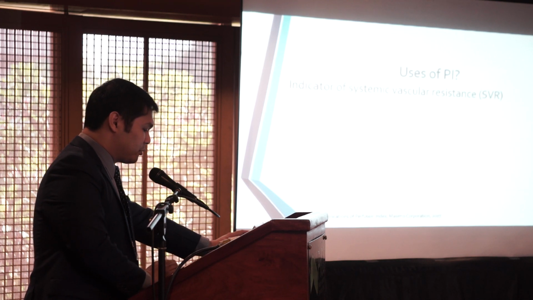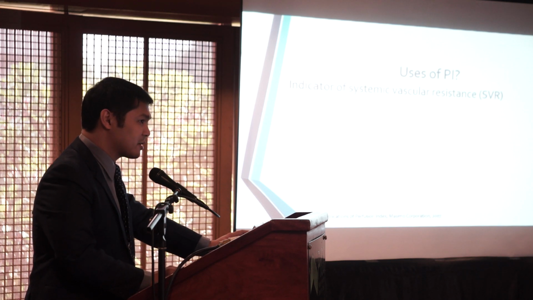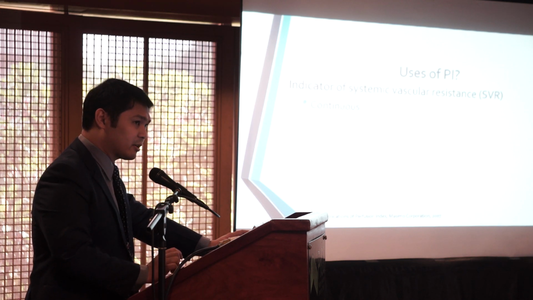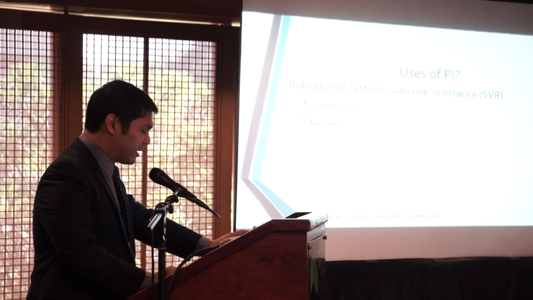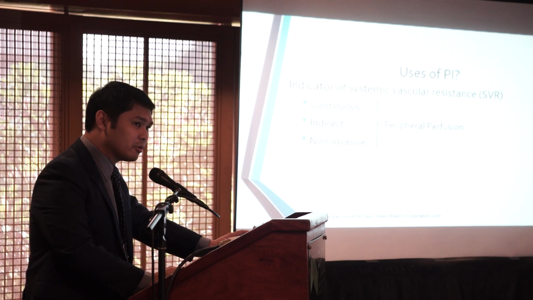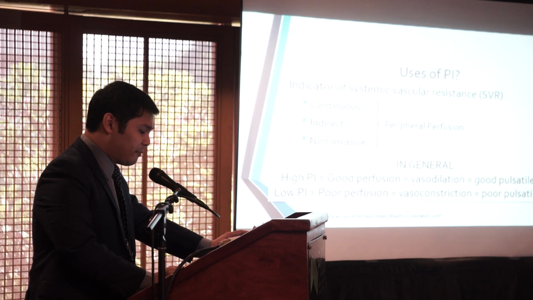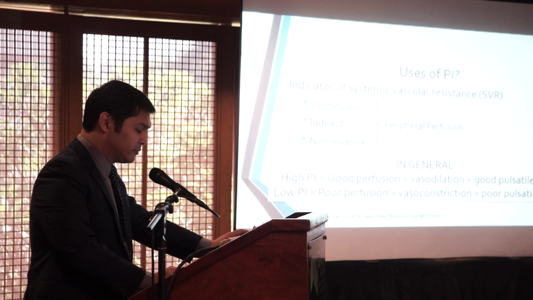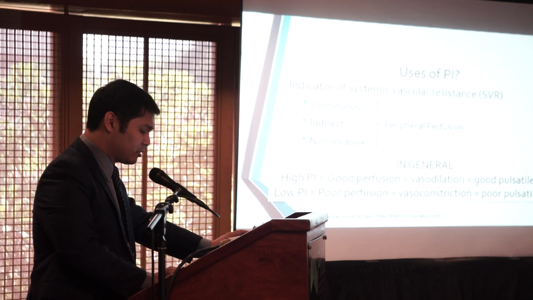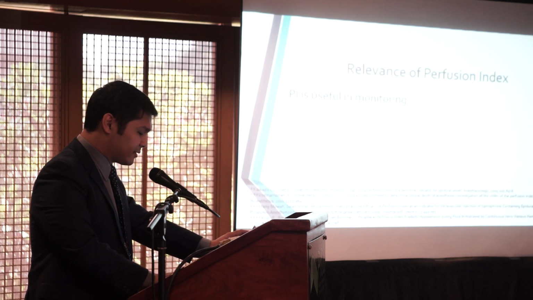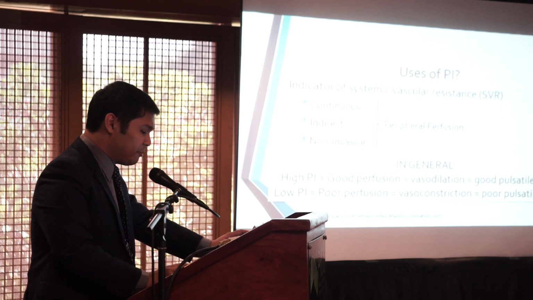Perfusion index has been used as an indicator of systemic vascular resistance. Therefore, it's a continuous, indirect, and non-invasive measure of peripheral perfusion. In general, a high perfusion index can be interpreted as having good perfusion or vasodilation or good pulsatile flow, whereas a low perfusion index can be interpreted as having poor perfusion or vasoconstriction or poor pulsatile flow.